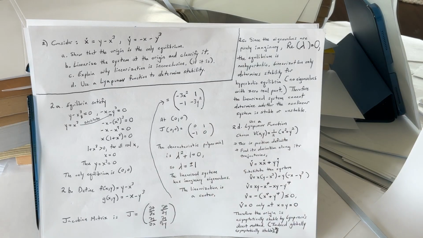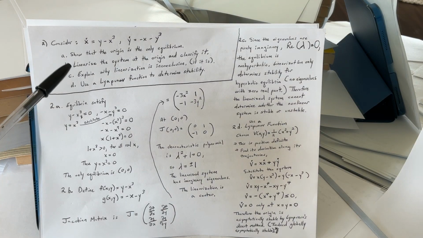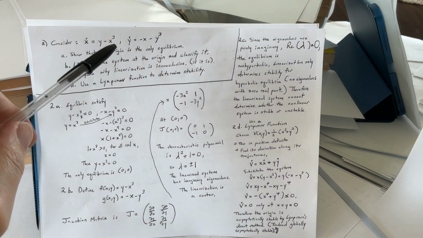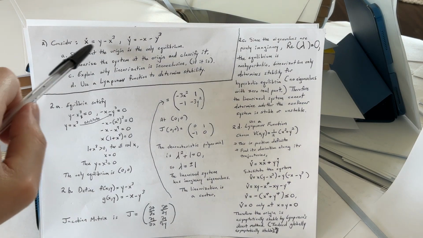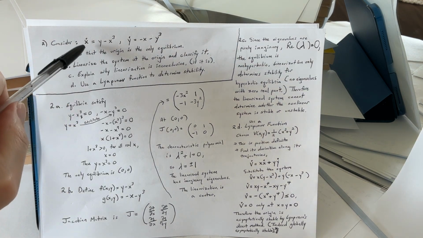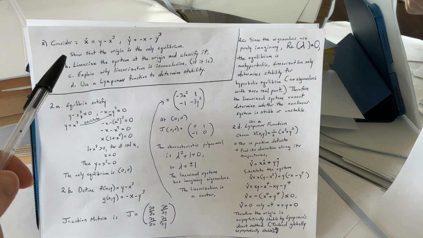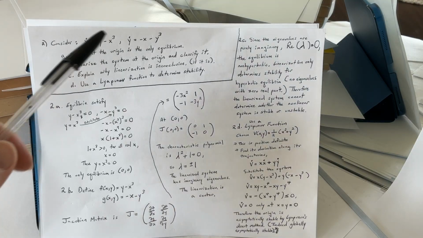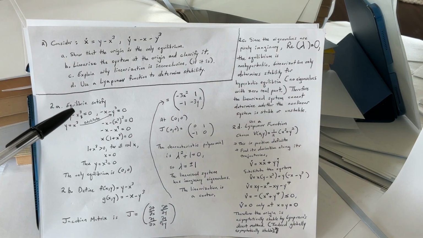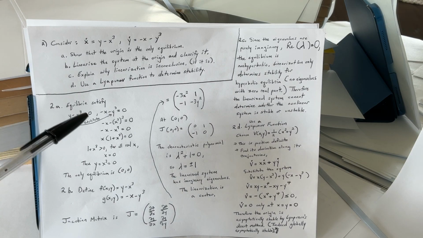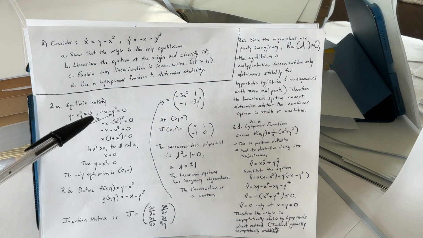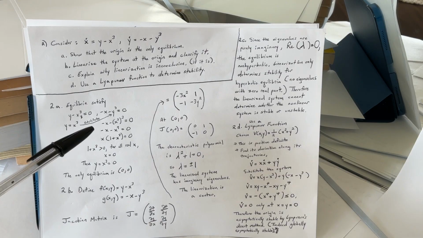Moving along. Number 2. There are 10 problems, by the way. So for number 2, we consider this system in Newton's dot notation, remember, that's dx/dt, dy/dt. Show that the origin is the only equilibrium. So for 2a, equilibria have to satisfy these conditions. Set these equal to 0, and we're going to solve for our variables.